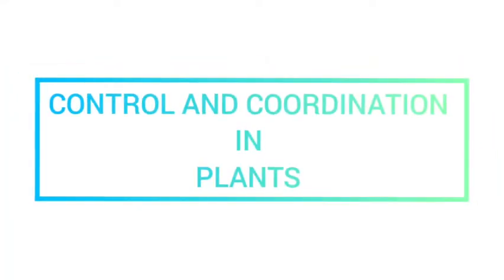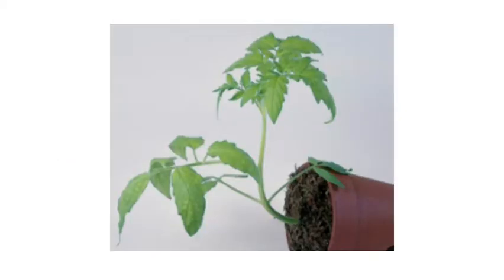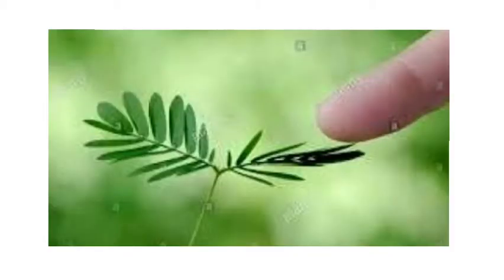In our previous videos, we have understood the control and coordination in the human body. We also have to understand control mechanisms in plants. Do plants have control systems? Plants show response to external stimuli. The changes in the environment to which plants respond and react are called stimuli.